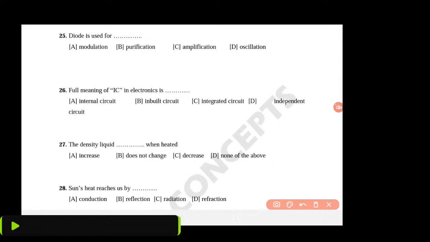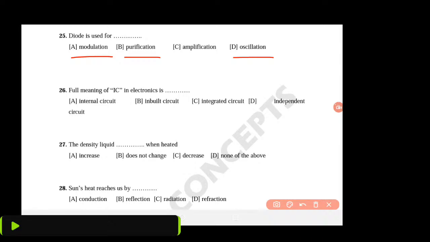So I want to believe we can't just pick a single option here for question number 25, because diode is used for these three functions except amplification. Maybe the question is all about diode is used for all these except one, so probably there's a typographical error there.